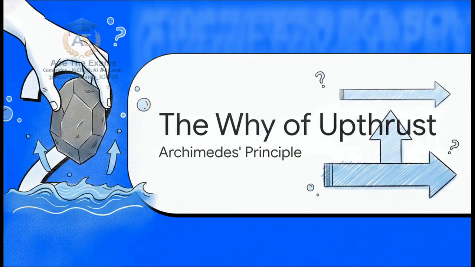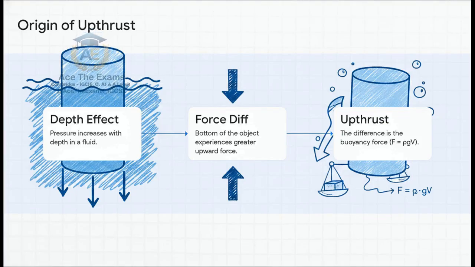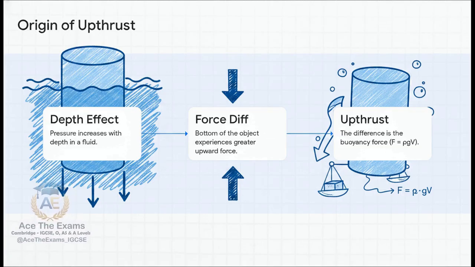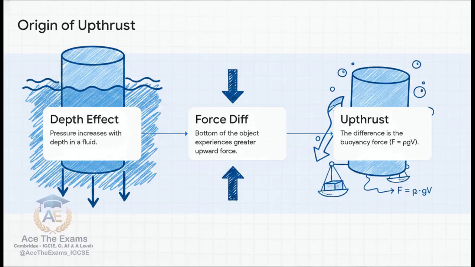Moving on to Section 2, the why of upthrust. We know things feel lighter in water, but we need the physics proof. So examiners don't just want you to state that objects float, they want you to prove exactly why. Let's visualize a cylinder submerged in water and walk through the logic. Step 1. Like we just said, pressure in a liquid goes up as you go deeper. Therefore, the pressure acting on the bottom of our cylinder is mathematically greater than the pressure on the top.